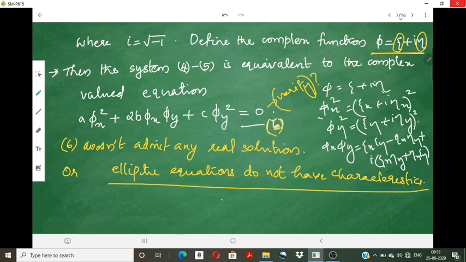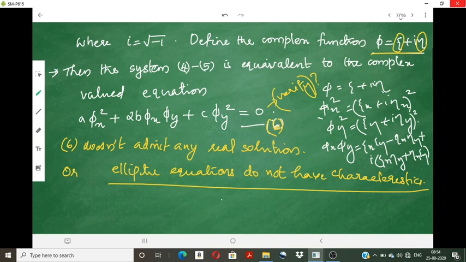But in the case of a hyperbolic equation, there are two real characteristics. In the case of parabolic, there is only one real characteristic. And in the case of elliptic equations, there are no real characteristics. But we can solve this equation, as it is a quadratic PDE, the same way as we solved it in the hyperbolic case.